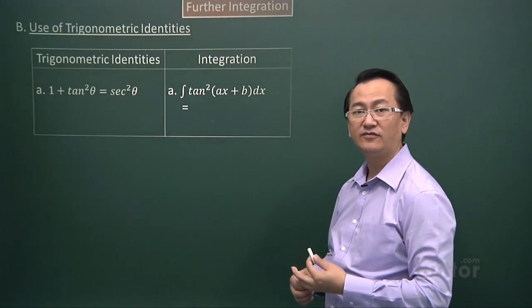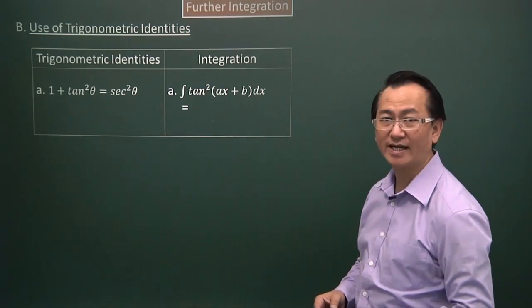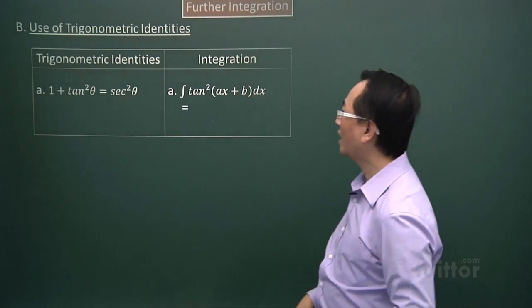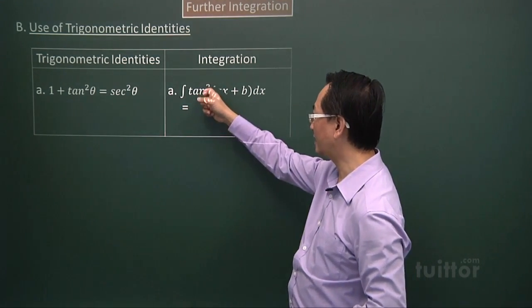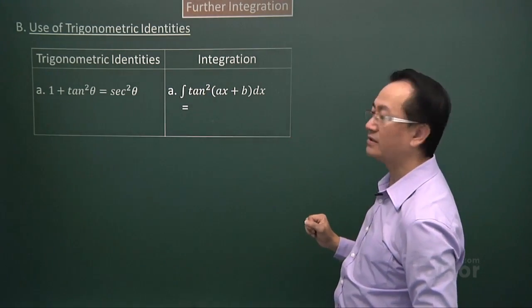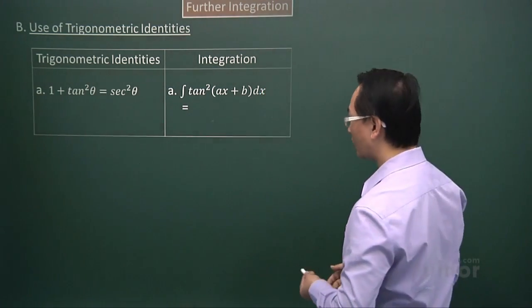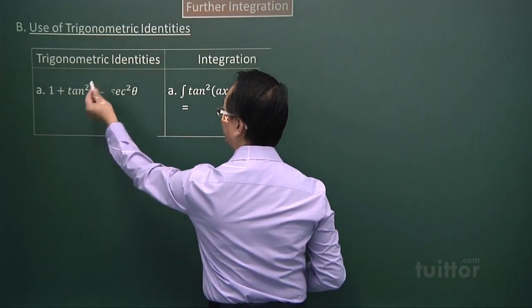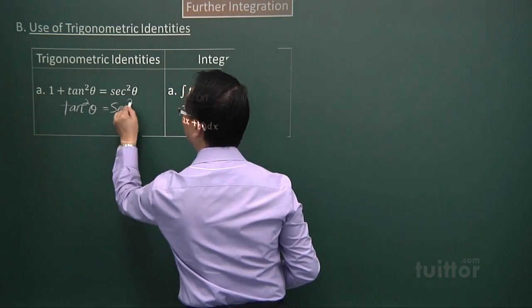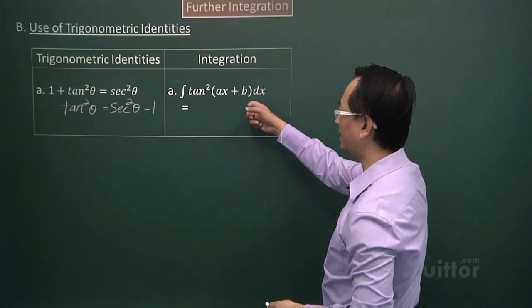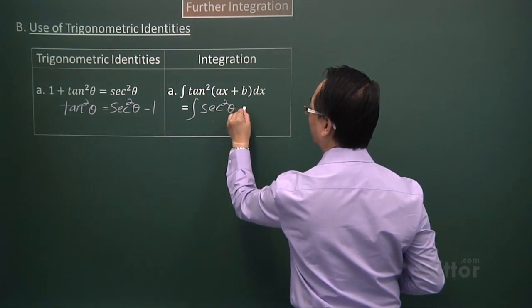Now, we are looking at the further integration of trigonometric functions. It can be made easy, sometimes with the use of trigonometric identities. And this is one of them. Now, if I have to integrate a trigonometric function that is squared, I have to think of a way to get back to secant squared theta in this case. So the way to do it is to make tangent squared theta the subject. If I do that, I will have secant squared theta minus 1, which means here I have secant squared theta minus 1.